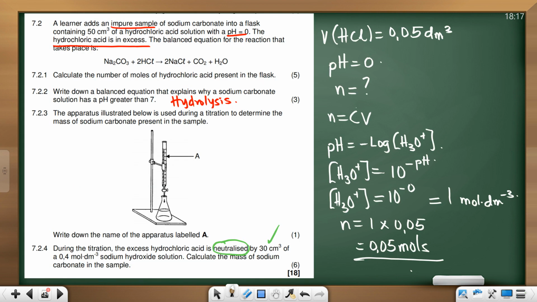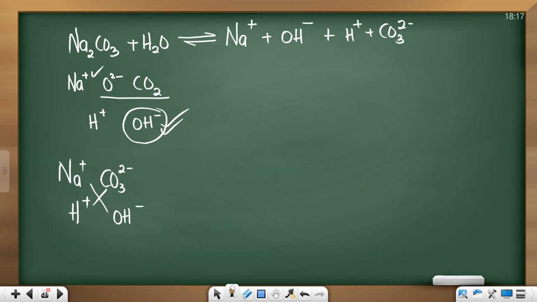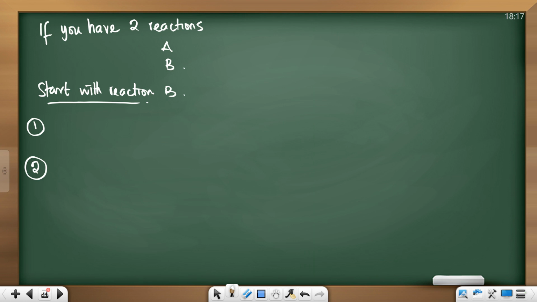Now, our first reaction was sodium carbonate plus hydrochloric acid, right? So we have sodium carbonate plus hydrochloric acid. That gave us sodium chloride plus carbon dioxide plus water. All right. Is this balanced? No, there's a 2 there.